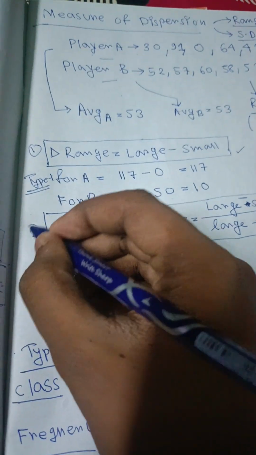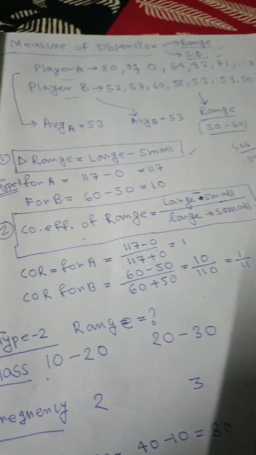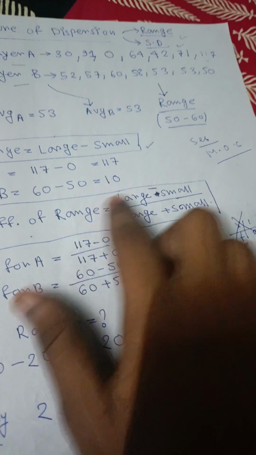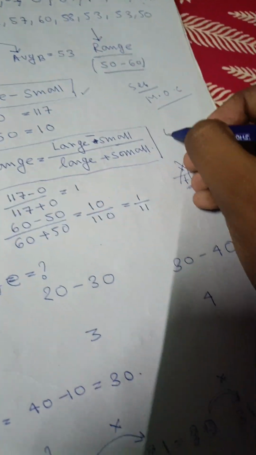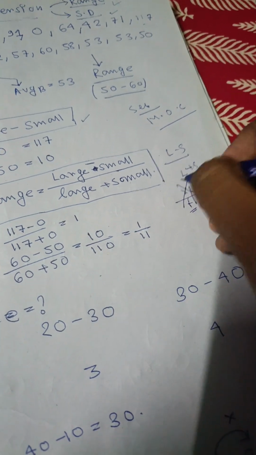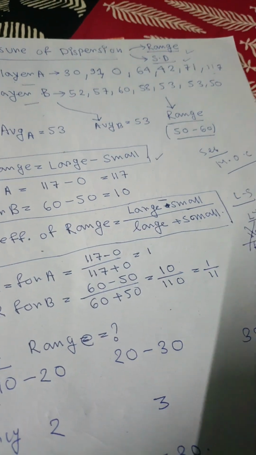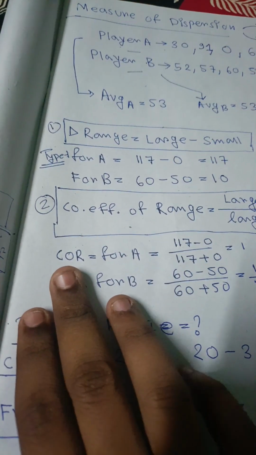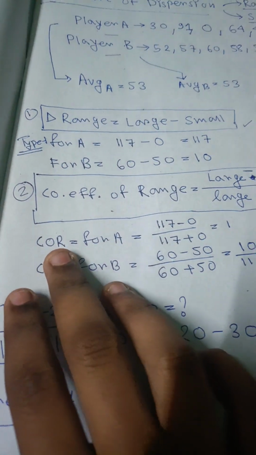So then the next formula, this was the first formula. The second formula is coefficient of range. So what is coefficient of range? The formula is large minus small, you can write it like L minus S, that is the range, divided by L plus S. So you can see large minus small divided by large plus small. I have written it like COR.